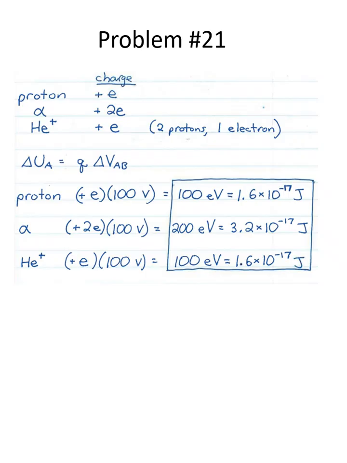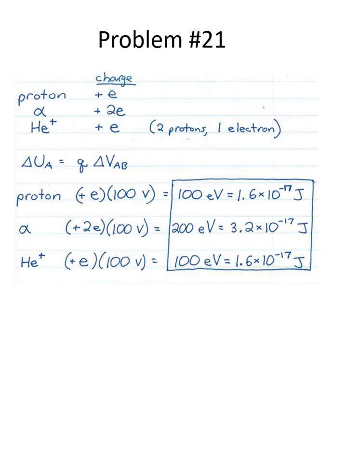Number 21, a proton, an alpha particle, which is a bare helium nucleus, and a singly ionized helium atom are accelerated through a 100-volt potential difference. How much energy does each gain? So we'll think about these three different charges. A proton has a charge of plus E because it's just a single proton. The alpha particle, a helium nucleus, has two protons in it, so plus 2E. And the third particle, a singly ionized helium atom, has two protons and one electron, so the net charge is plus E, the same as the proton.